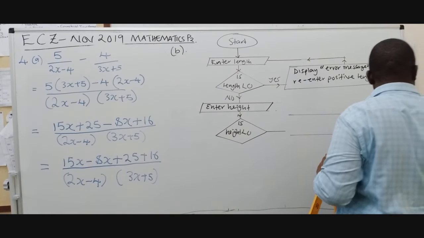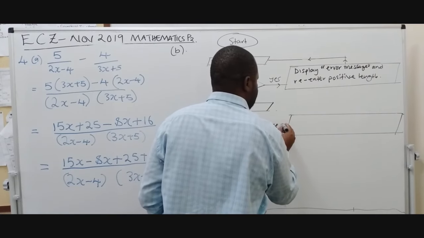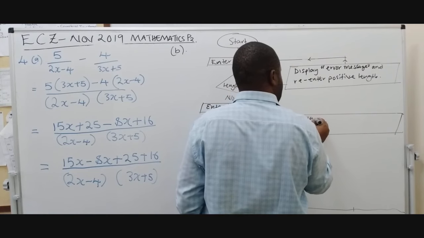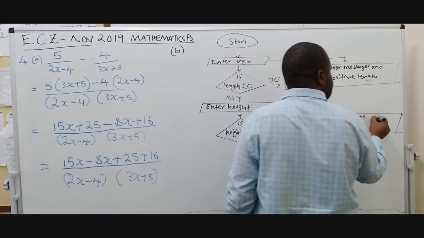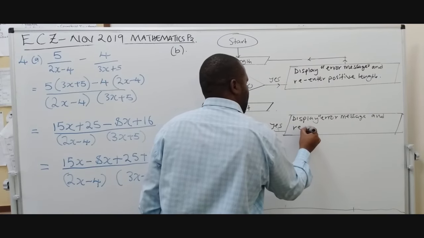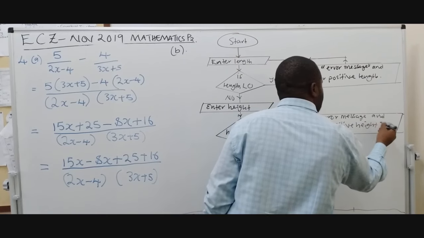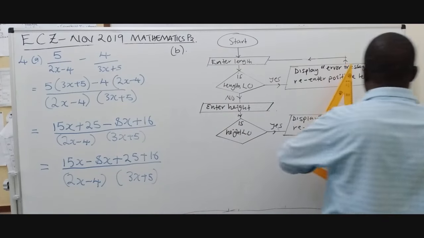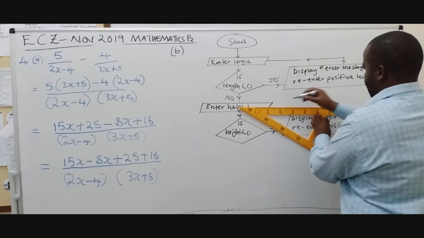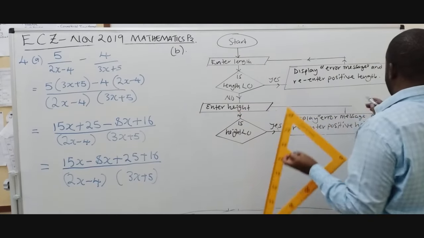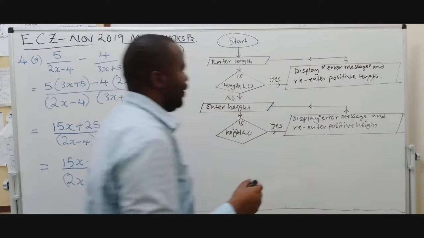Okay, so here we enter. If it is yes, what happens? We are saying if it is yes, display error message and re-enter positive height. Alright? So by re-entering it means we need to go back and pick it. Right? So you can put an arrow here. And then you pick it from here. Okay. Please let the diagram be neat. So we enter positive height.